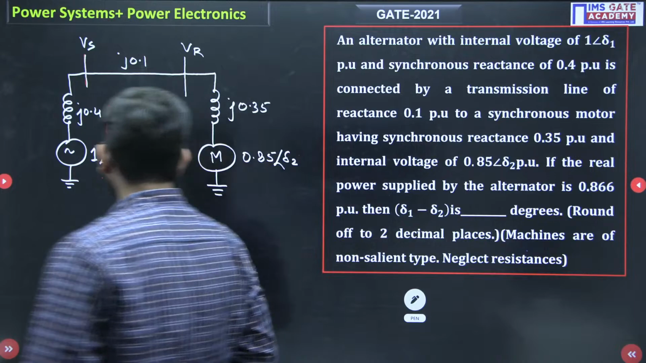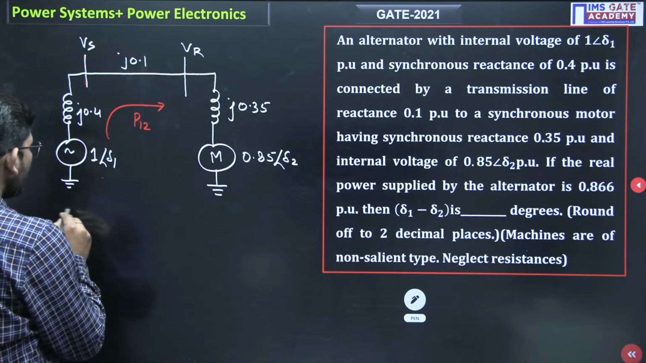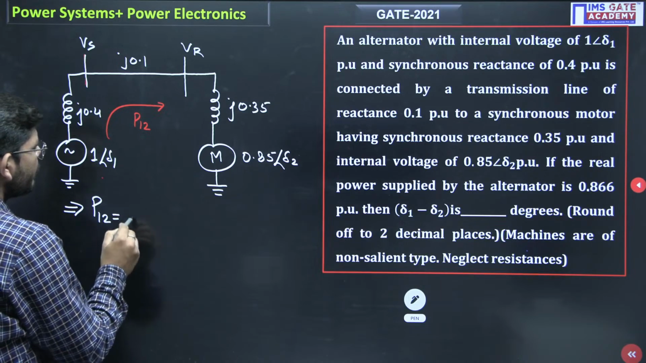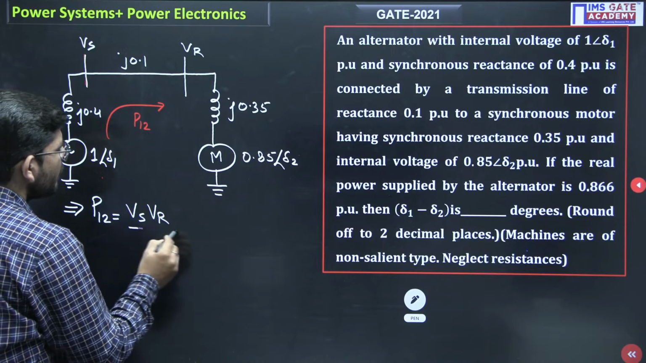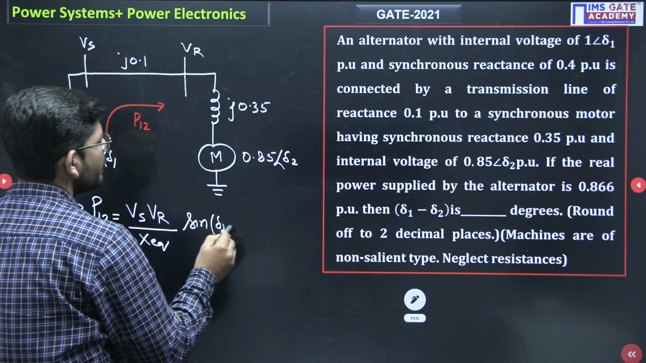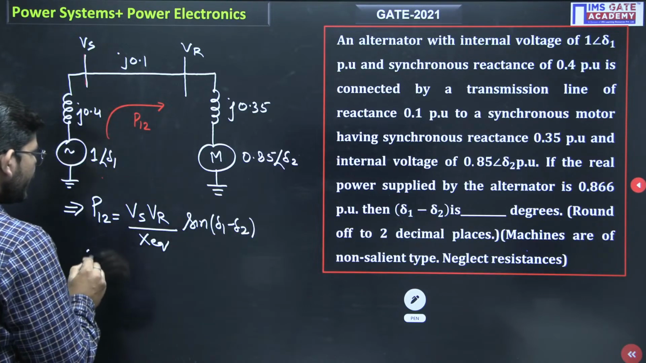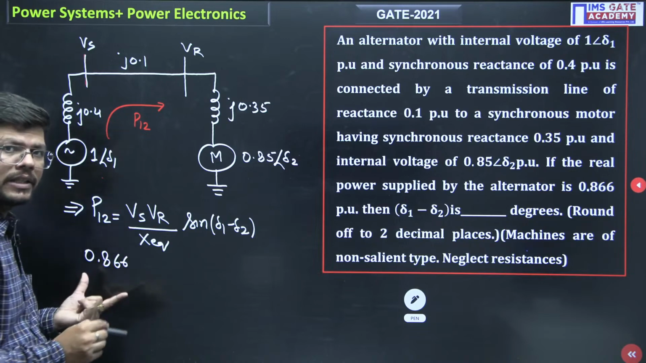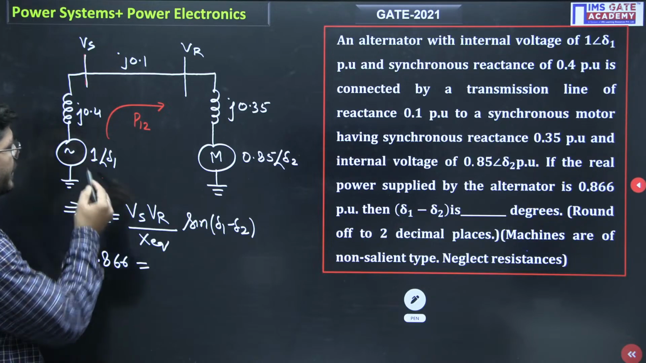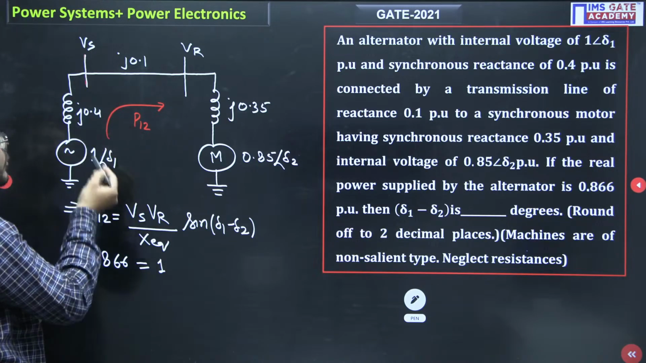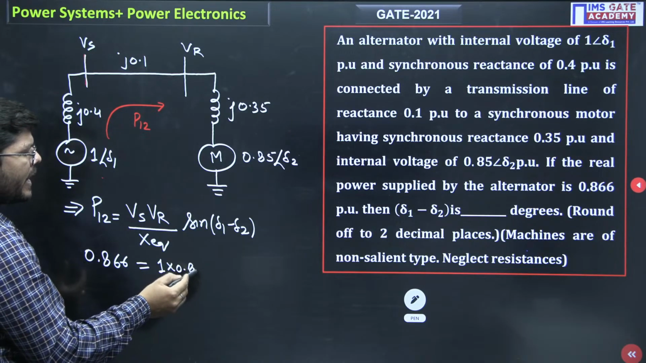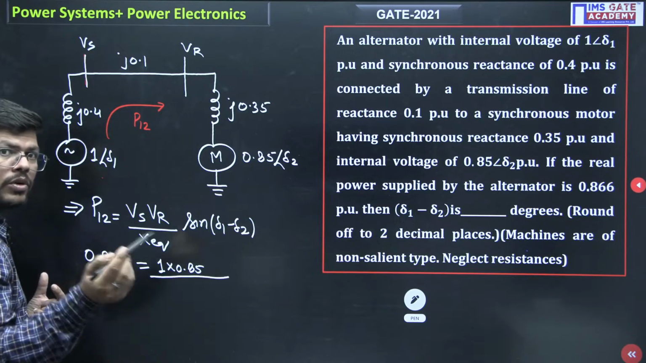Okay. So for that, what we have to do? You know the power flow formula. If we have to calculate the power flow P12, it will be Vs into Vr upon X equivalent into sine of del 1 minus del 2. Now put the values. It has been given 0.866, isn't it? This has been given to us, 0.866. Now Vs and Vr. Let me assume Vs to be 1 and let me assume Vr to be 0.85. So 1 into 0.85 divided by X equivalent. Total X will be what here?